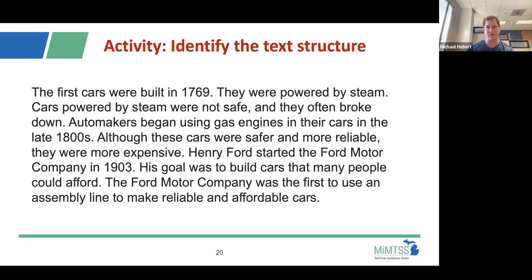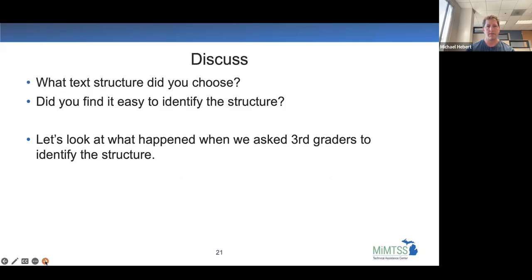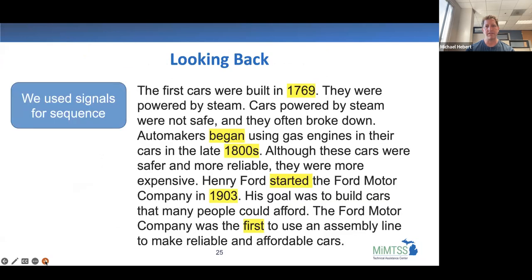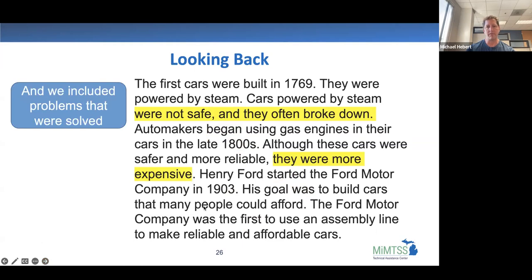However, when we're teaching text structure, what we might want to do is simplify, right? When we're first introducing these concepts, maybe not start out at that complex level, start out a little more simple and then build the complexity in. I think that's where you really get the rich understanding or comprehension building. And that leads to my slides around looking back. We did use some signal words in here, right? Automakers began, it started, they were the first to use the assembly line and things like that. But we also included problems and solutions, as we saw.